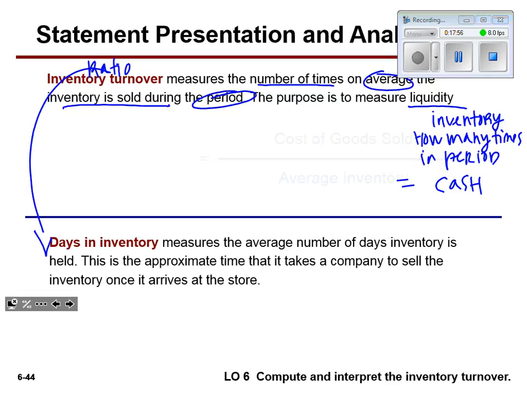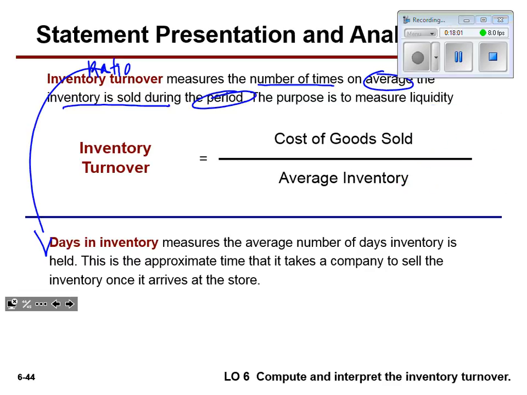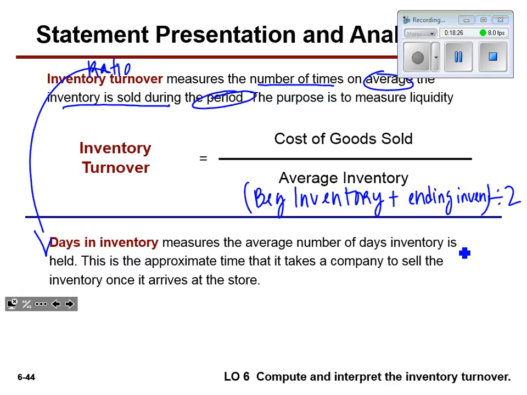So here's how you calculate it. Inventory turnover takes into account cost of goods sold divided by the average inventory that you're rocking during that period. Now to get the average inventory, you have to take beginning inventory plus ending inventory divided by 2. No, it's minus. Sorry.